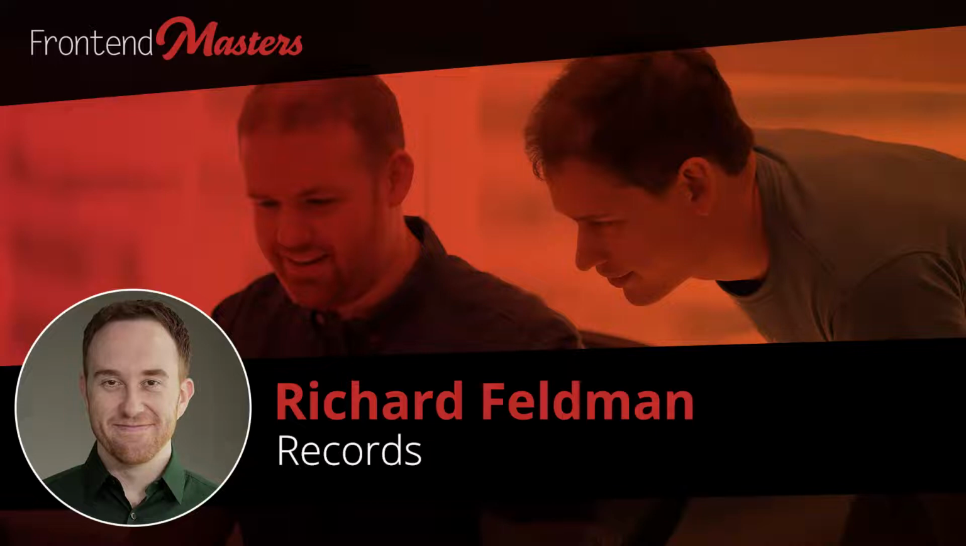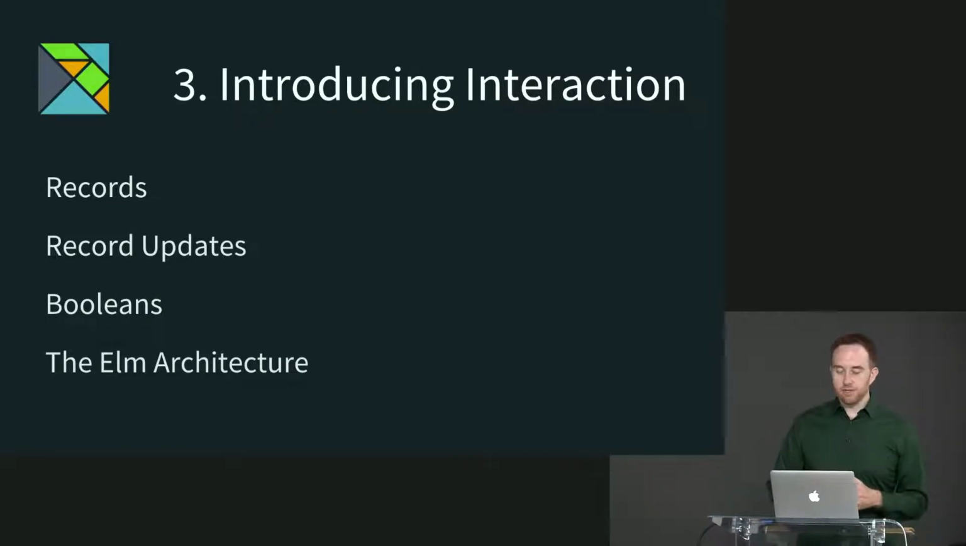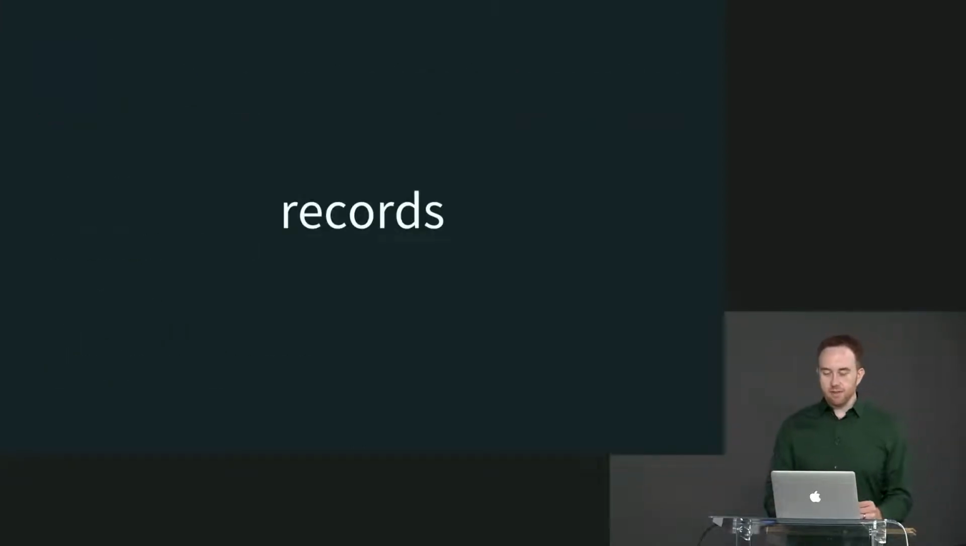Let's talk about a few things here. First is records, then record updates. Those go hand in hand. Booleans, those may be familiar. And finally, the Elm architecture, which is what we're going to use to describe interaction in our application. So let's start with records.